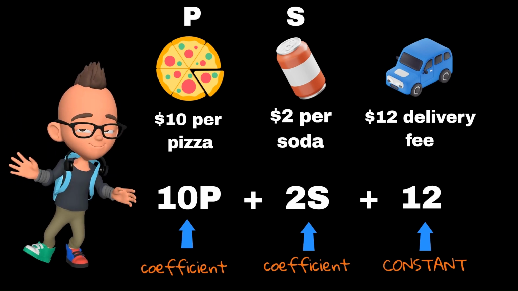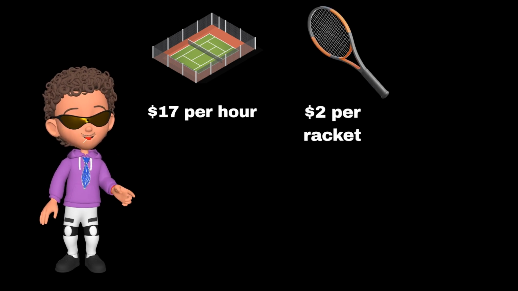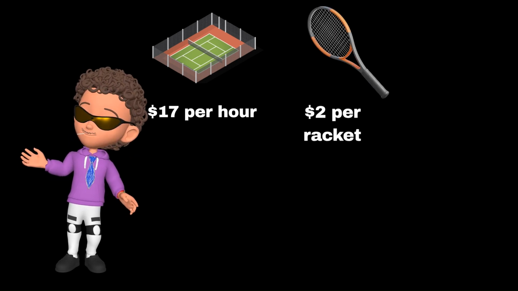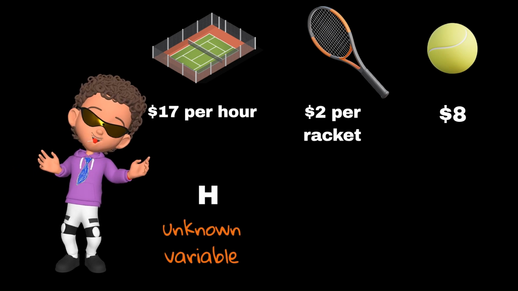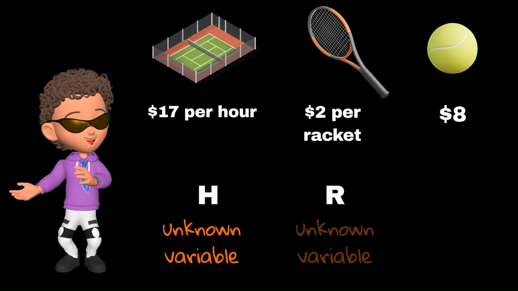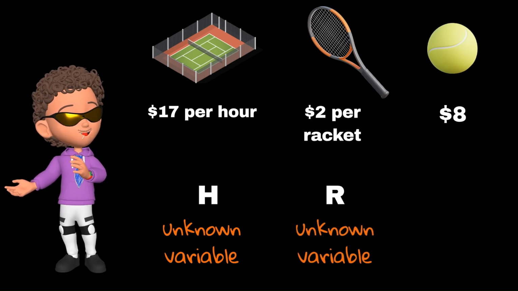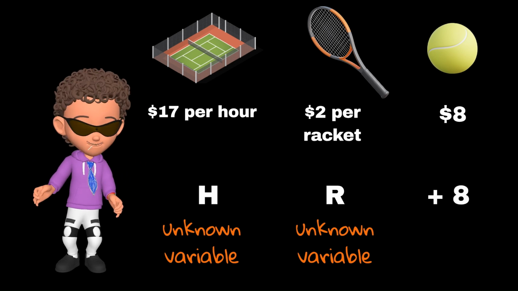Hungry, anyone? I have an idea. I want to play tennis this weekend with my friends. The court hire is $17 per hour, and the racket hire is $2 per racket. I will also buy 1 pack of tennis balls for $8. I don't know how many hours we will play, so h will be my unknown variable. I don't know how many rackets are needed yet, so r is also my unknown variable. But I know the balls will cost me $8, so that won't change and will be my constant.